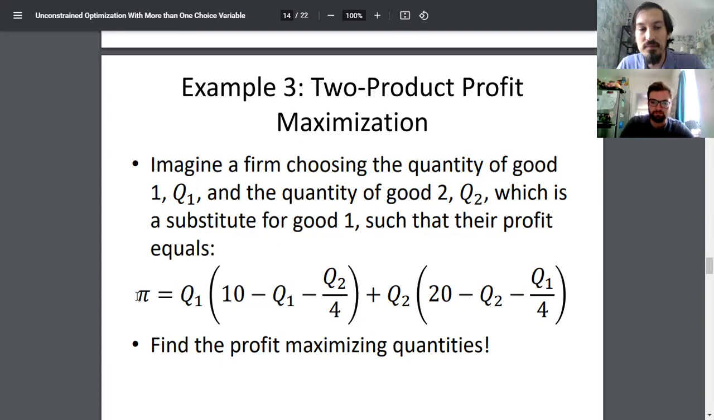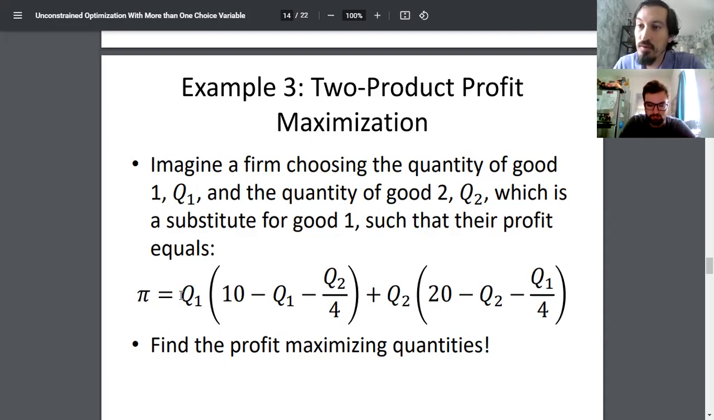Let's look at this. You can hopefully see this formula for pi. Pi is profit, often in economics. It's not 3.14159. It actually just means profit. The reason the Greek letter pi is used instead of the English letter P is because P is reserved for price. So that's why we use profit or pi. What I've written here is simply the profit function after it's been simplified. So I could have started from scratch here and said profit equals revenue minus cost.